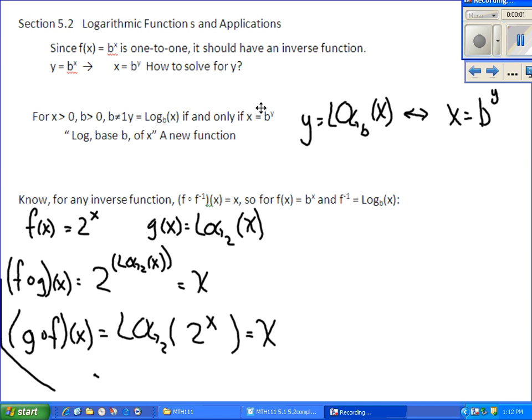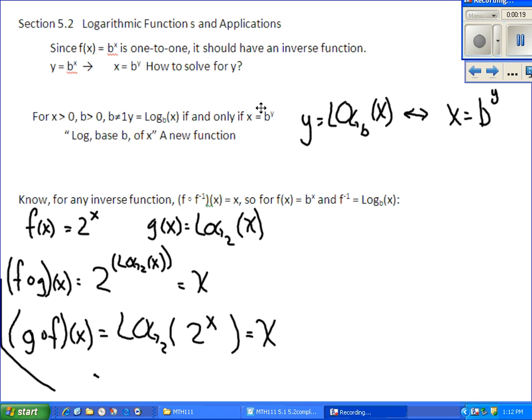Functions take a little more thinking. The exponential functions did. So the idea is, if f of x is b to the x is 1 to 1, it should have an inverse function. To find an inverse, we let f of x, just call it y, then we swap the x and y and solve for y. The problem is, we can't solve for y.